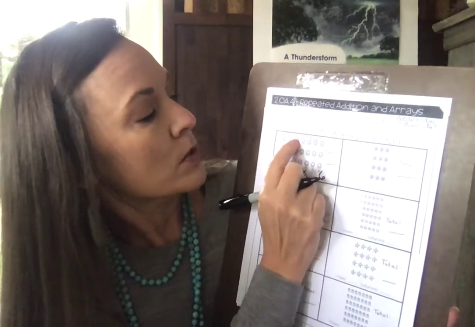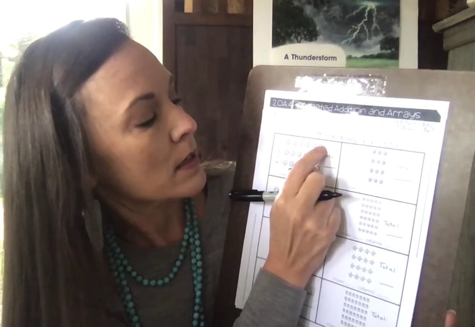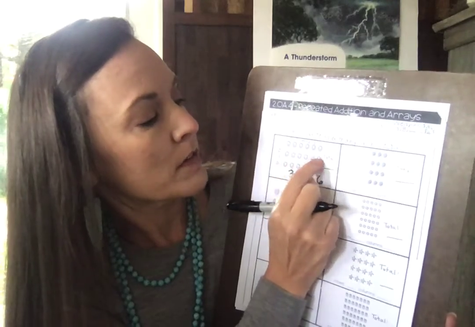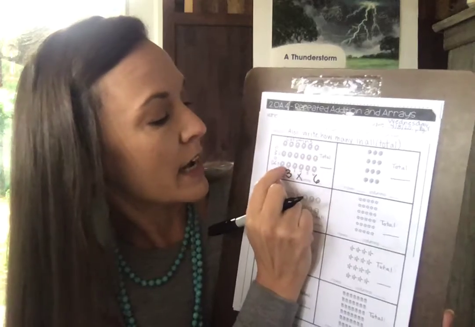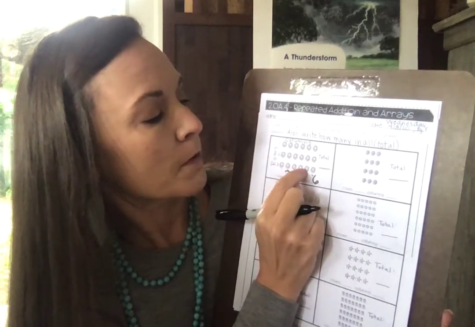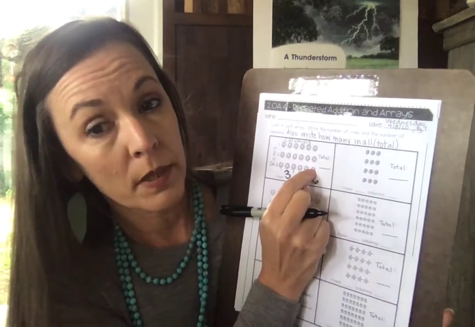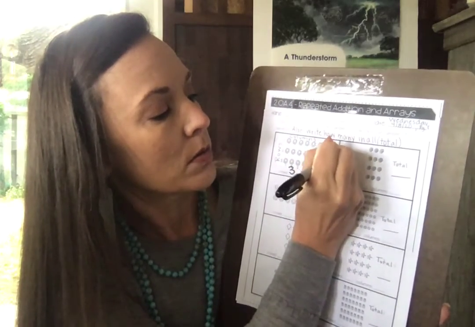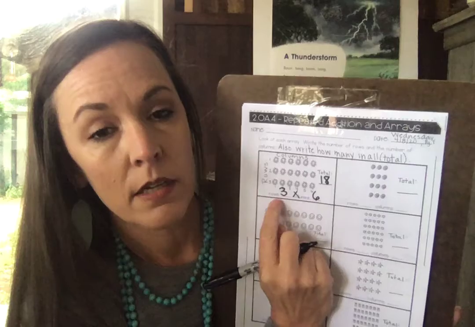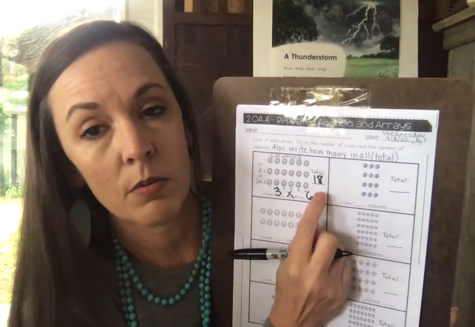So if I had 1, 2, 3, 4, 5, 6, and 1, 2, 3, 4, 5, 6 more, I know that 6 and 6 is 12. And I need to add on 6 more. 1, 2, 3, 4, 5, 6 more. 12 plus 6 more is 18. I know that the total is 18. 3 times 6 equals 18.